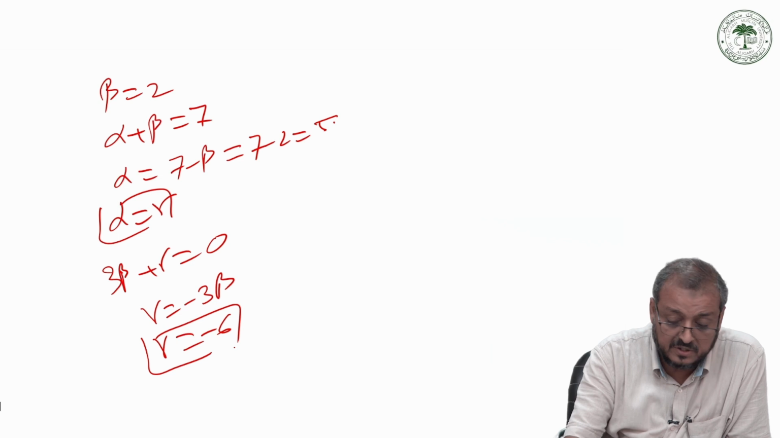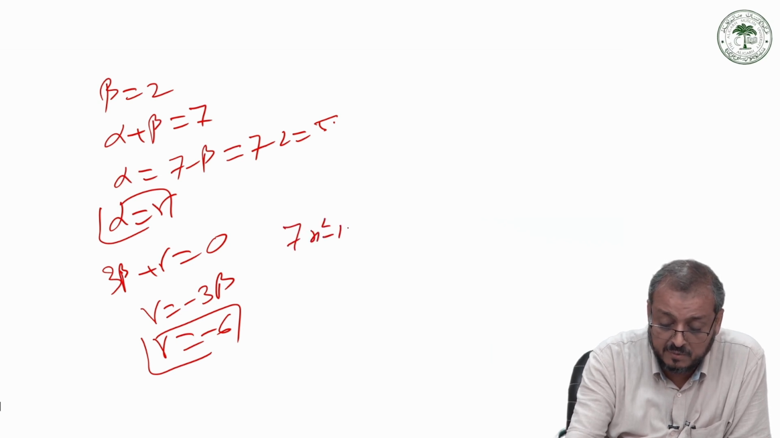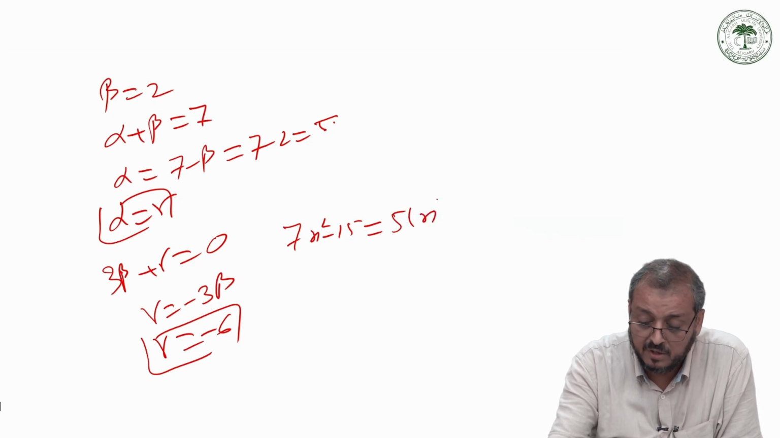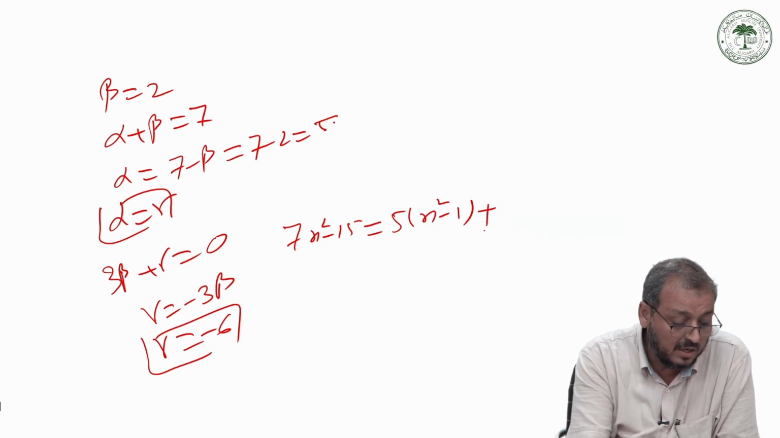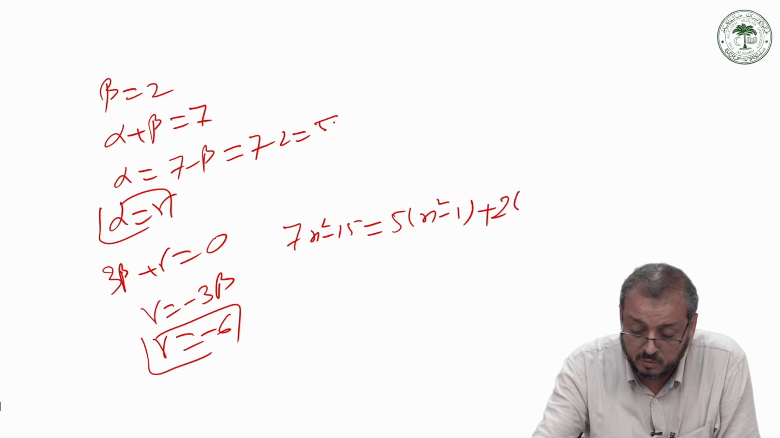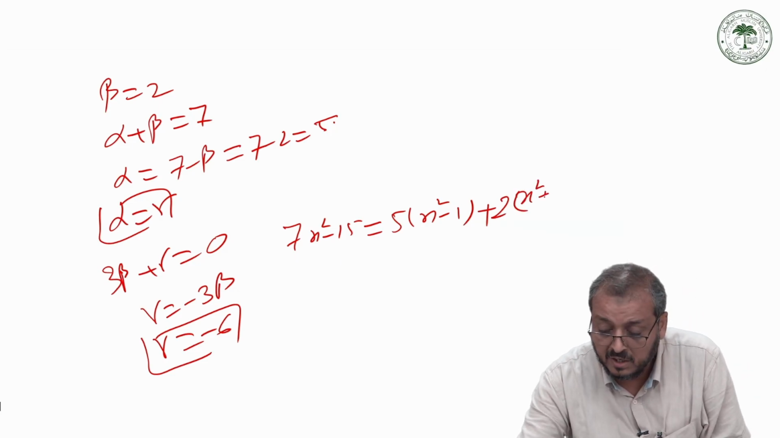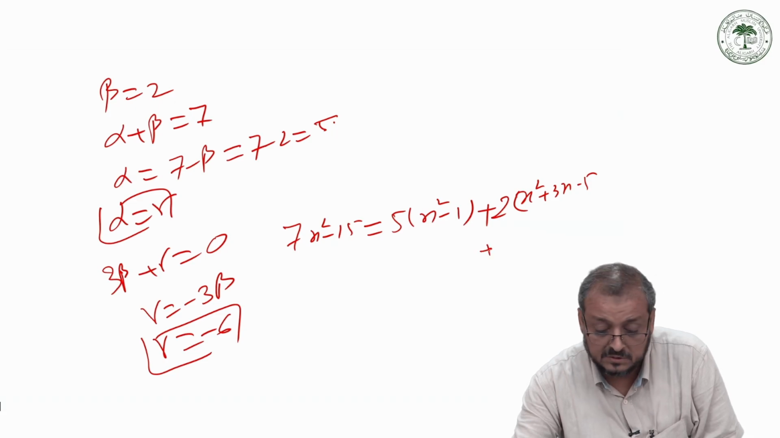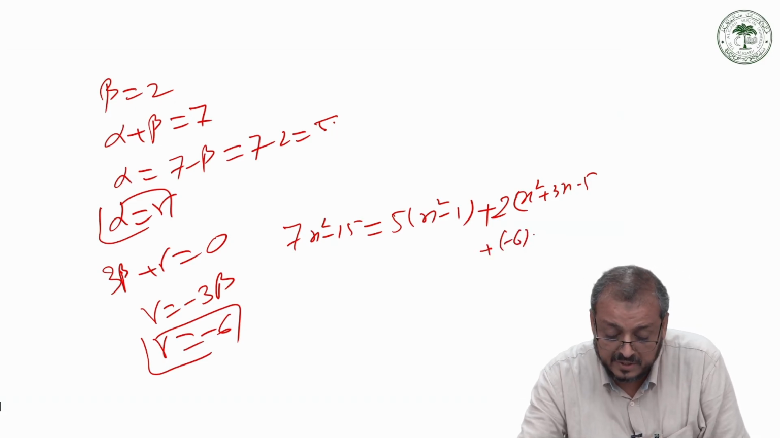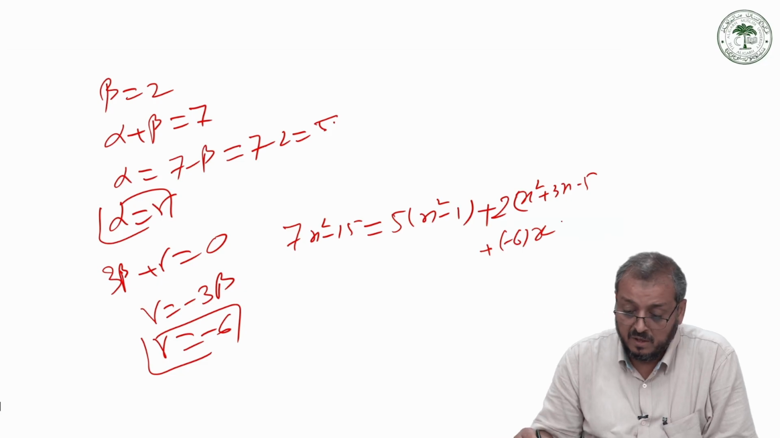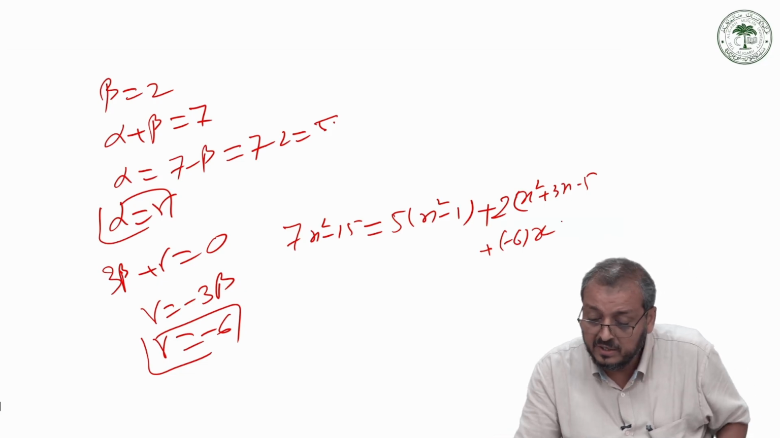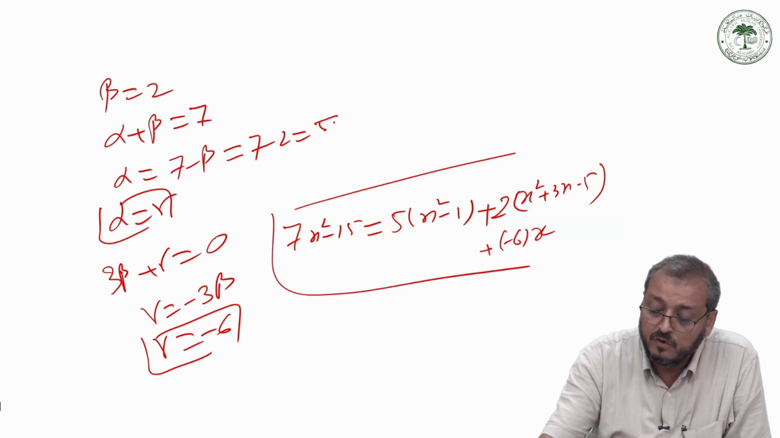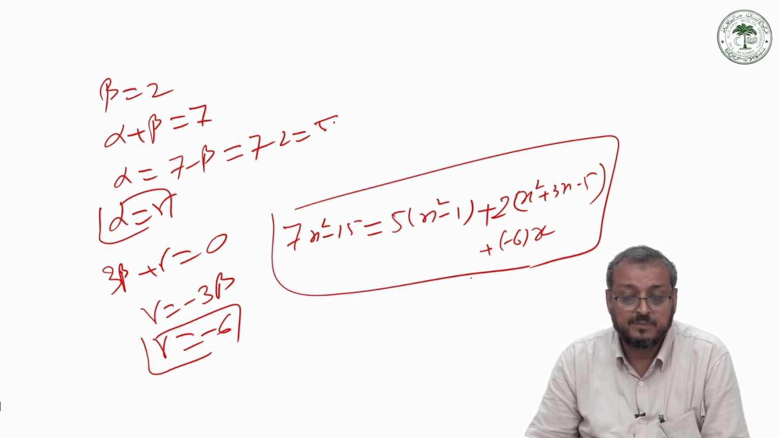So that's why we can say that 7x square minus 15 can be written in the form alpha equal to 5 times (x square minus 1), beta equal to 2 times (x square plus 3x minus 5), and plus gamma equal to minus 6 times x. Now clearly the 6x cancels out, so it is written in this form.